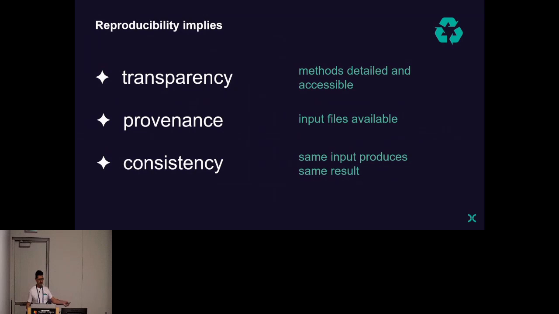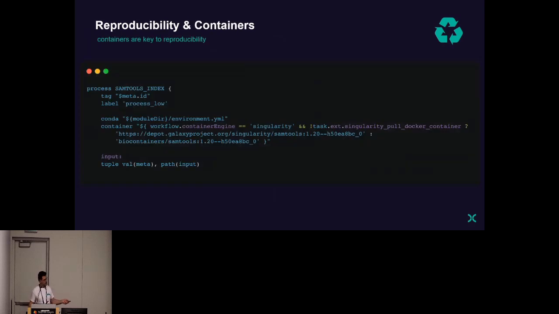All the input files are traceable, so you can always reconstruct what kind of outputs you have produced, starting from which input files, where they were stored, where they're coming from, what kind of data you have used. And then this is almost obvious, consistency, meaning that the same input always produces the same result, of course. Now, portability and reproducibility are, of course, essential, and containers are critical in ensuring reproducibility.